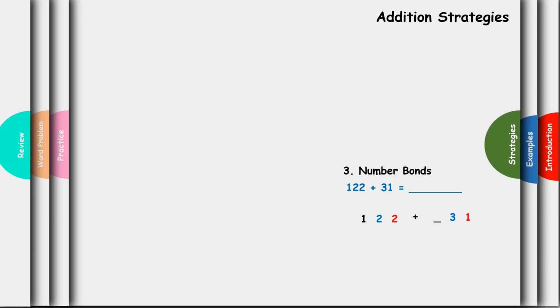So first, the ones. 1 and 2 make 3. Then the tens. 2 and 3 make 5. Then finally, the hundreds. 1 and 0 make 1. So 122 plus 31 equals 153. If you think you need more time to practice these addition strategies, please go ahead and review this part again. Once you are ready, you may continue with the video tutorial.